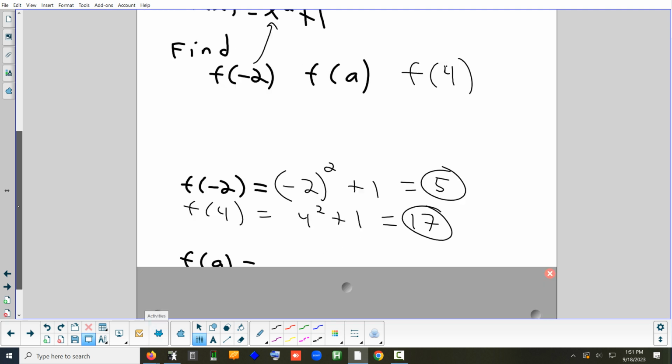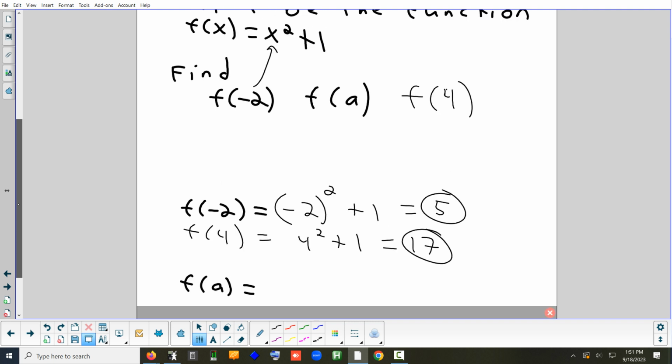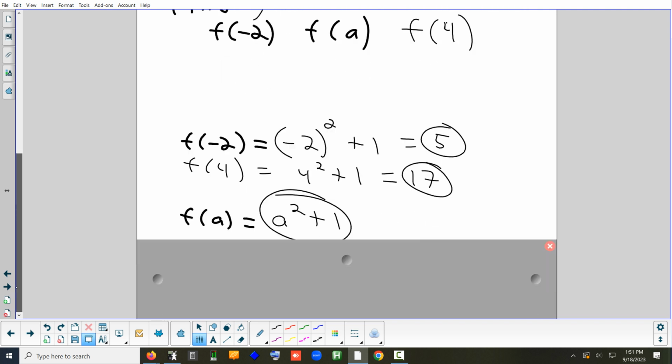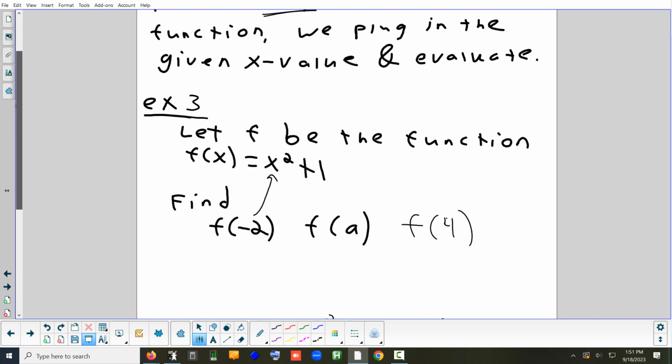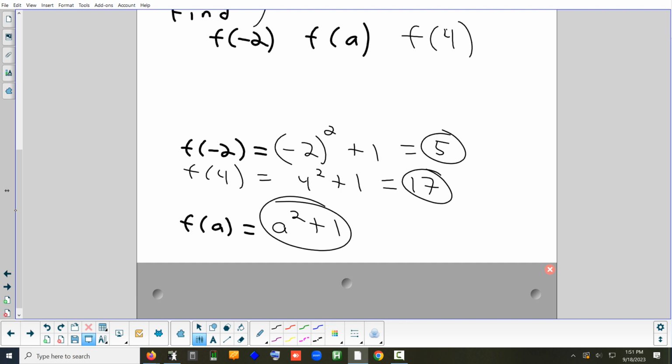Now, let's plug in a. What would I get if I plug a into the formula? Yeah. A squared plus 1. Right, we can't simplify it because it's not a number. That's the final answer. A squared plus 1. So any questions on what it means to evaluate?